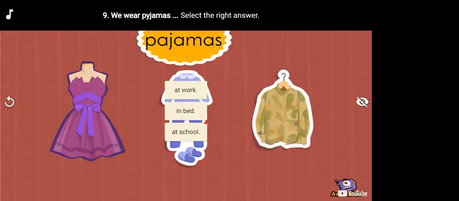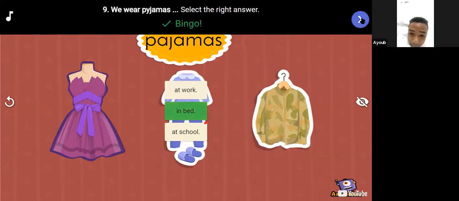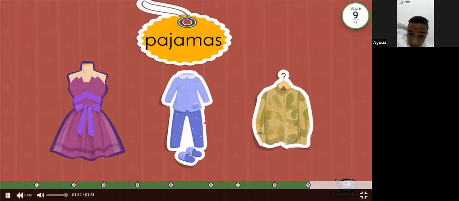Pajamas: at work, in bed, or at school? In bed. Pajamas at work? In bed, when you are sleeping.